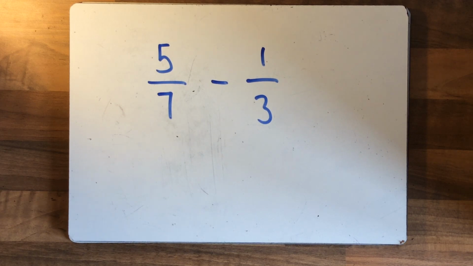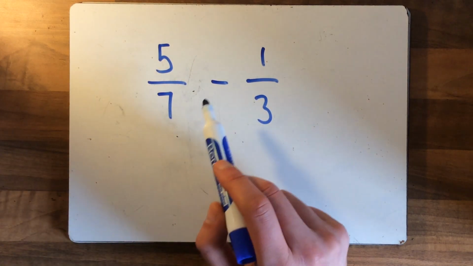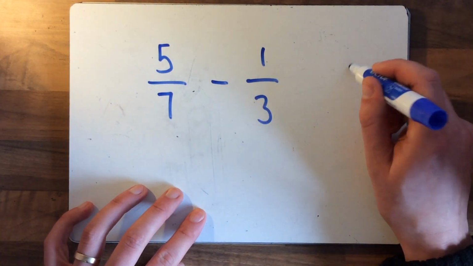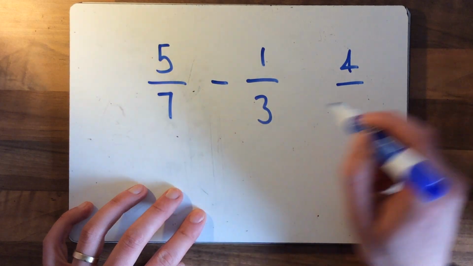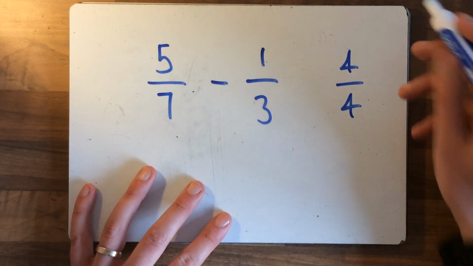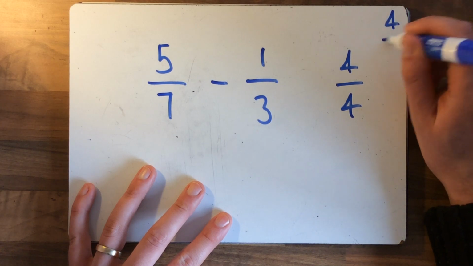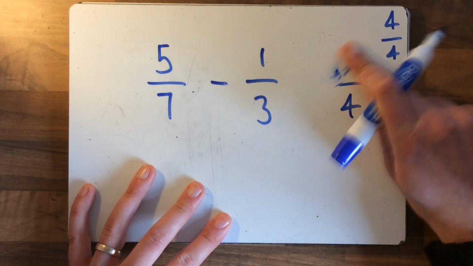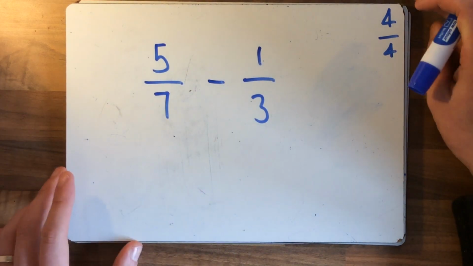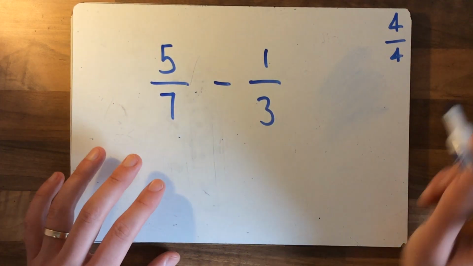Okay, so we need to get the denominator to the same number, because if we were to do this at the moment, I've seen some people do things like, right, well, it's 5 take away 1, which is 4, and then 7 take away 3, which is 4. 4 over 4, which is a completely wrong answer. I'll leave that up there just to prove to you how wrong that answer actually is. 4 over 4 is saying it's the same as a whole, isn't it?